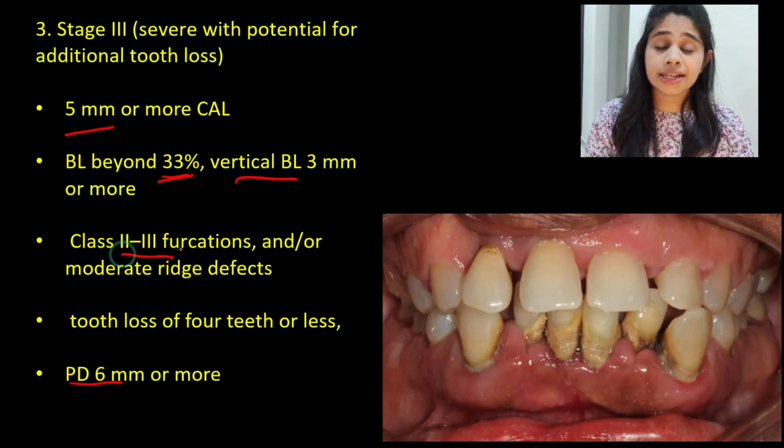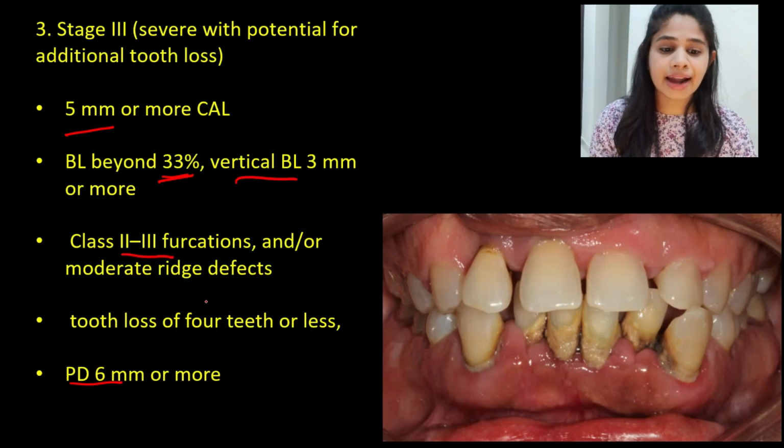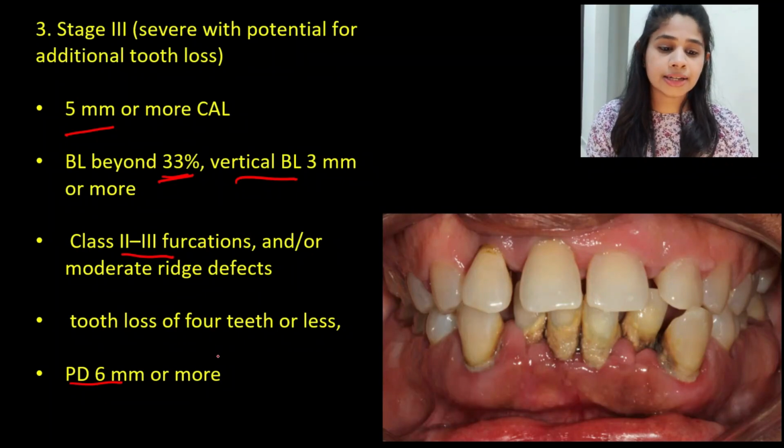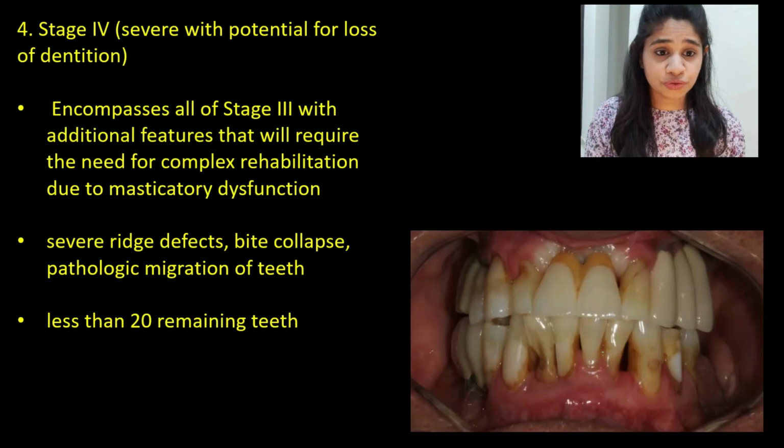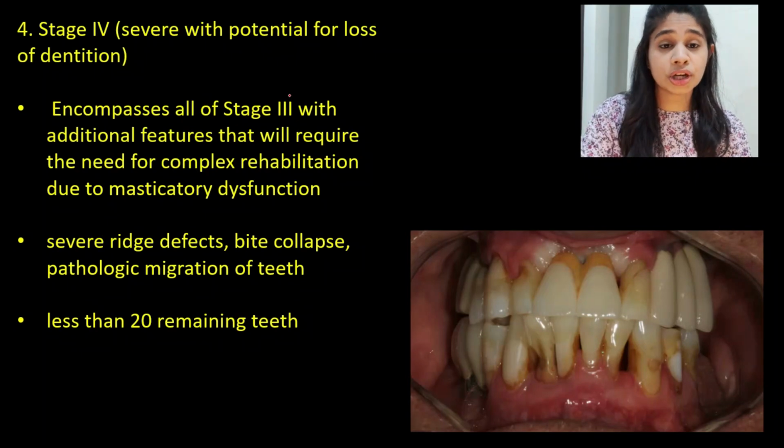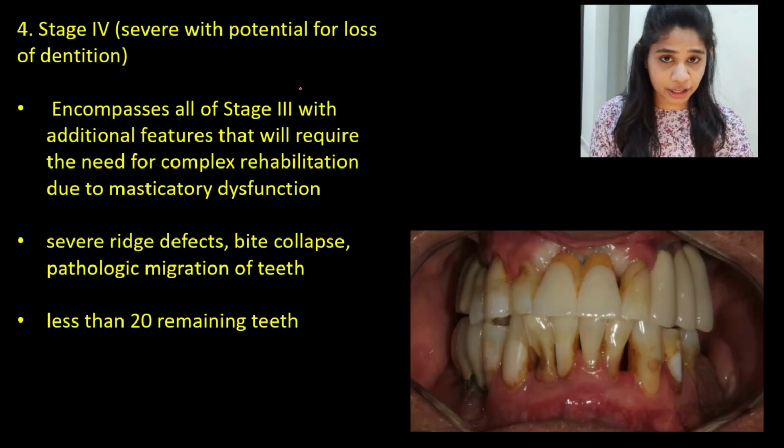There are class 2, class 3 furcation defects and can have moderate ridge defects as well. Now, in this particular scenario, there is loss of teeth which is seen. So, approximately 4 teeth or less are lost. Now, in case of stage 4, it is the severe condition which can potentially lead to loss of dentition.